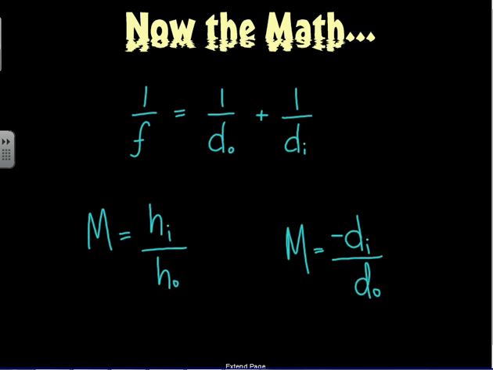Before we can jump into using these three equations, we need to know some things about sign conventions. In other words, when do we use positive signs and when do we use negative signs? The first sign convention is that any time your distance is measured behind the mirror, we'll use a negative sign for that distance.